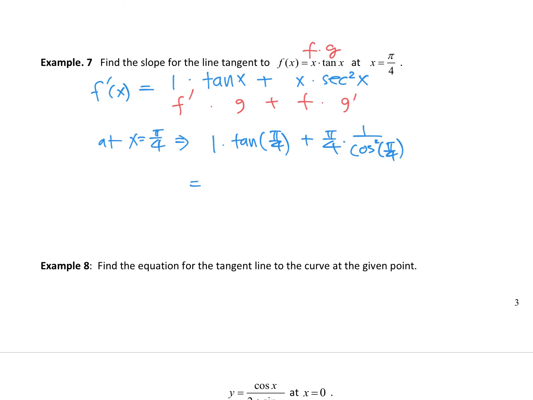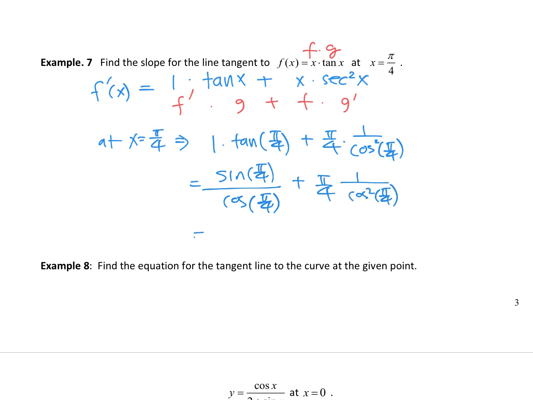Okay, let me rewrite it one more time. I noticed that there's tangent. I know tangent is sine over cosine. So let me write it like so. It's 1 times that, so I'll just write sine pi over 4 over cosine pi over 4 plus pi over 4, 1 over cosine squared pi over 4.